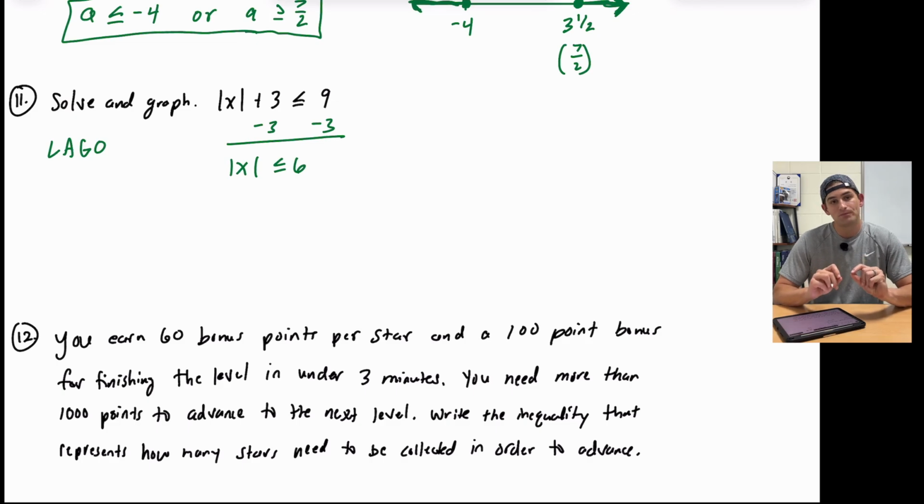Now at this point, we can remember our acronym LAGO, which stands for: if it's a less than symbol, then it's an and compound inequality. If it's a greater than symbol, then it's an or compound inequality. So in this case, we have less than or equal, so that's going to make it an and. So we know it's and, and now we write our two inequalities.